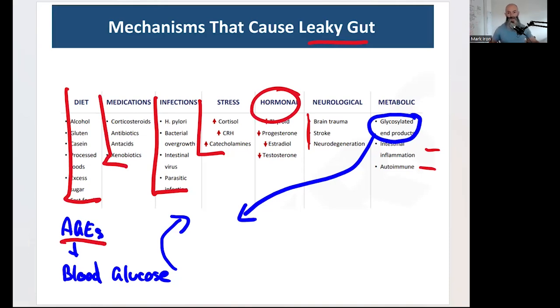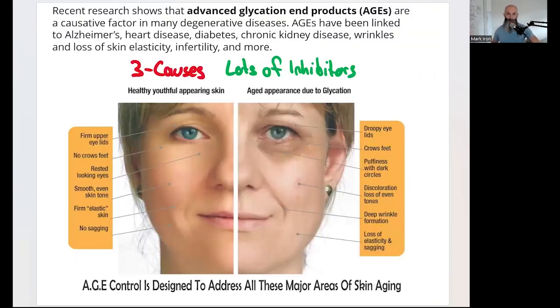Now, AGEs will destroy your gut, but also they'll age you faster. So advanced glycation end products, known as AGEs, aging you faster. And this is serious because it's causative. When scientists say something is causative, that's a pretty big deal. And these AGEs alone can destroy your gut, your thyroid, and many degenerative diseases like heart disease, Alzheimer's, diabetic insulin resistance, kidney disease, wrinkles, loss of skin elasticity, infertility. So as you can see here, these AGEs age you faster. You look older, you feel like a lazy loser.